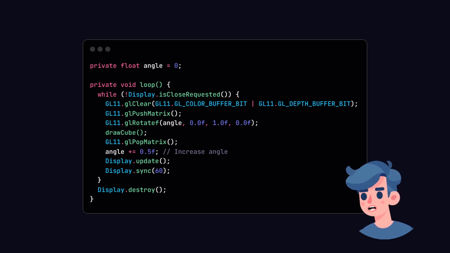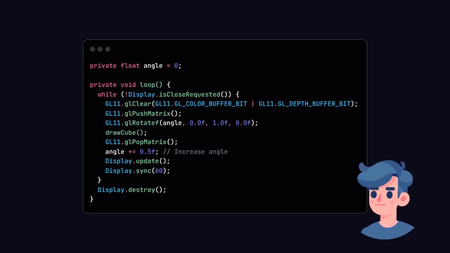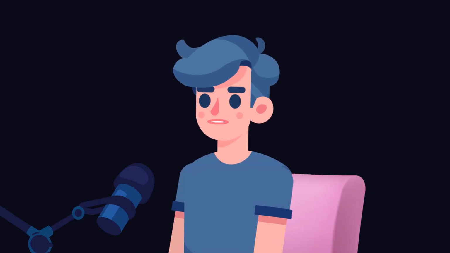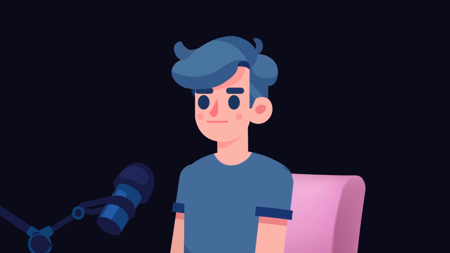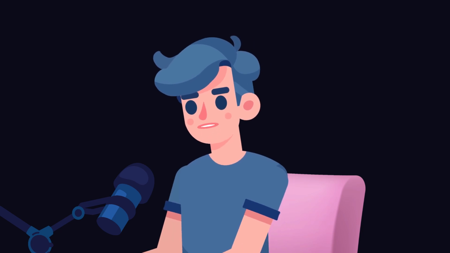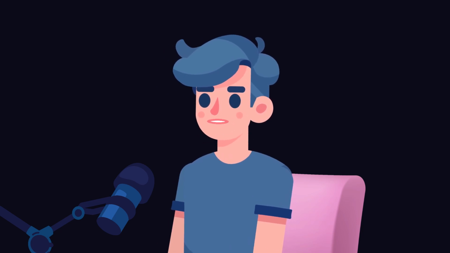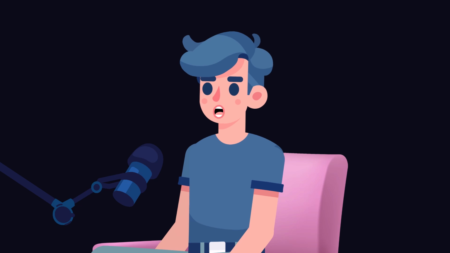To achieve a spinning effect, we can add rotation to the cube. Let's create a rotation variable and update it every frame. In this code snippet, we push the current matrix, apply a rotation transformation, and then pop the matrix after drawing the cube, which allows for continuous rotation. Now that we have a rotating cube, our next step is to implement the core mechanics of a Tycoon game.